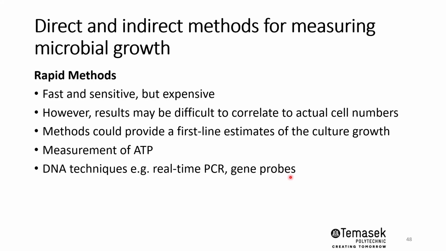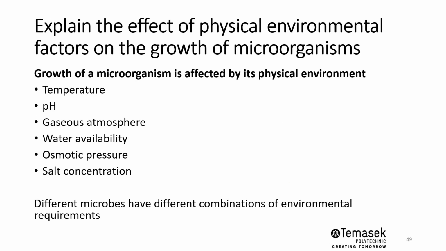So in the last part of this lecture topic, I want to explain some of the effects of physical environmental factors that can affect the growth of microorganisms. The growth of microbes is affected by its physical environment. Here we're looking at temperature, pH, gaseous atmosphere, water availability, osmotic pressure, as well as salt concentration in the environment. Different microbes have different combinations of environmental requirements. Let's have a look at each of these factors.